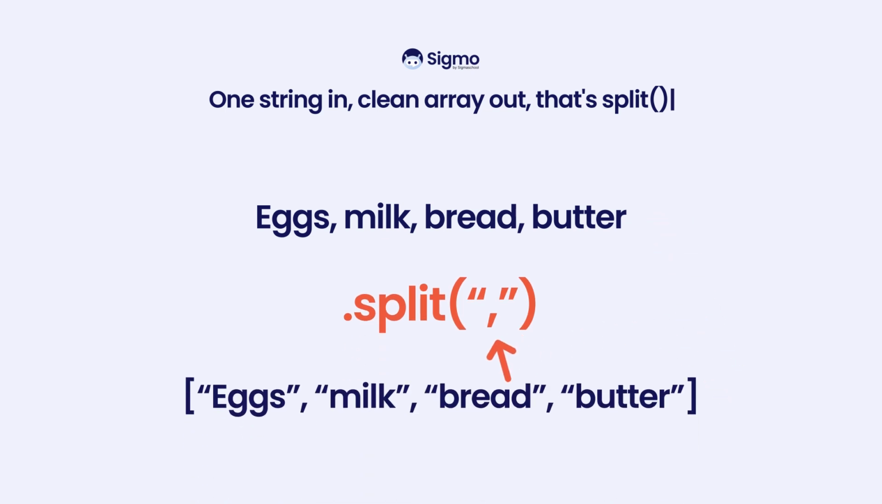So to summarize, Split turns a string into an array by cutting at whatever character you choose. Comma, space, dash, semicolon. It works with anything. Anytime you have data packed into a single string and need to break it apart, Split is your tool. One string in, clean array out.